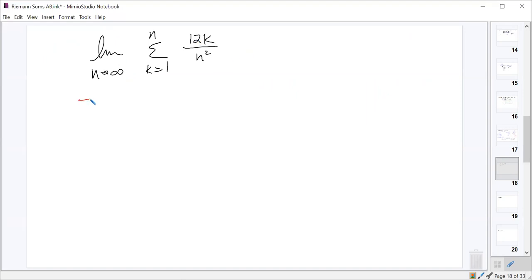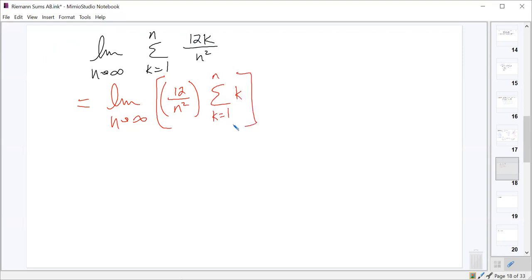Yes. Okay. So we do still have our limit though, so we'll put that there. And whenever you have a summation with a constant inside of it, you can pull that constant out of the summation and just multiply it by the rest of it at the end. So 12 also is a constant, right? So we have 12 over n squared as a constant, times the sum from k equals 1 to n of just k.